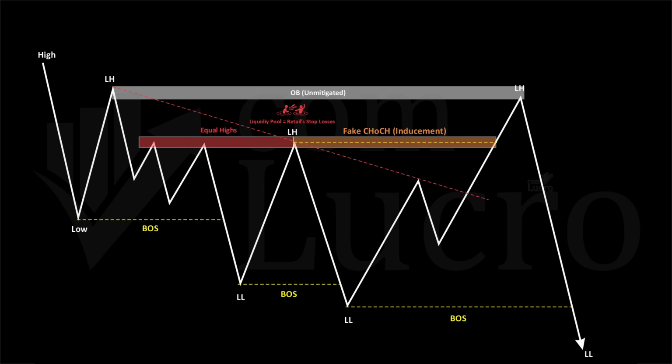It also sweeps the stop losses of traders who entered sell positions from the inducement level. Only afterward does price continue lower. Let's look at another common market scenario.